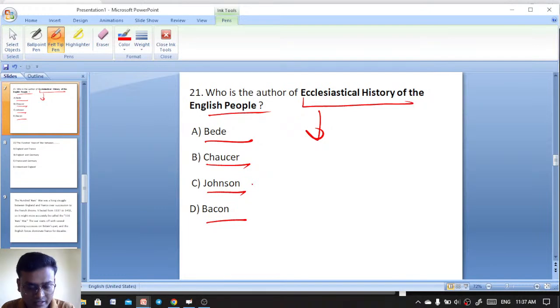Bede, Chaucer, Johnson, Baker. So yes, it is known as Bede's Ecclesiastical History of the English People.